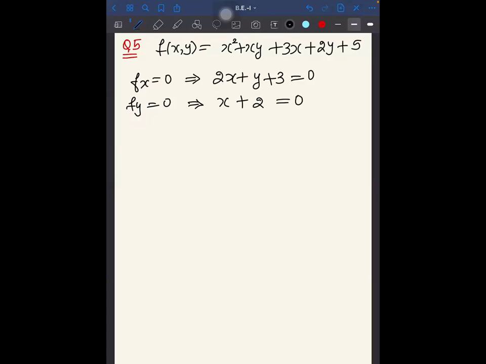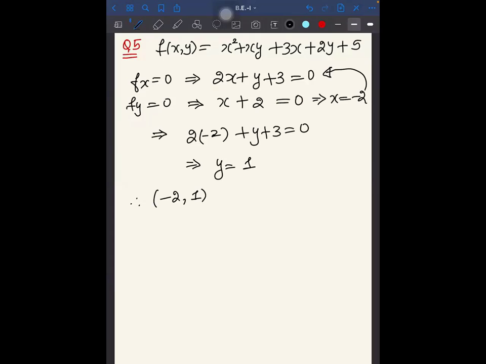Okay. So from here, we directly get that x is equal to minus 2. So if I put x is equal to minus 2 over here, this becomes minus 4 plus y plus 3 is equal to 0. So that becomes y is equal to 1. So therefore, minus 2, 1 is the only critical point. Right? Is it okay? Are you with me? Okay. So let's calculate the fxx, fyy. So let's talk about this. So fxx.